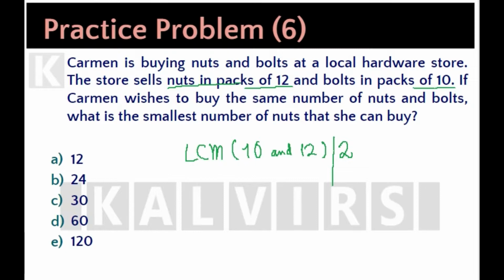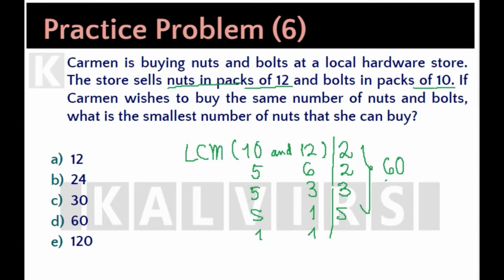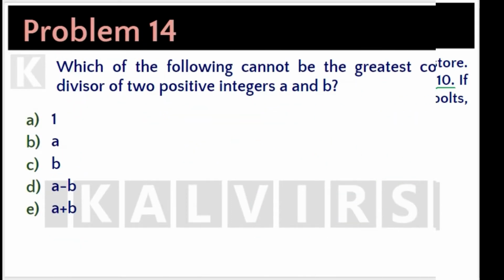Divide both numbers by 2, 5 and 6. Divide 6 by 2, 3. This one stays the same now. Over 3, 1, 5 and over 5. Finally, the least common multiple equals the product of all these prime numbers, that is 60. Letter D is our answer.